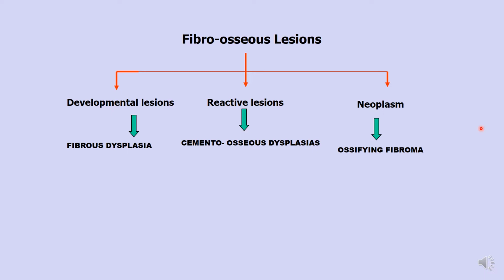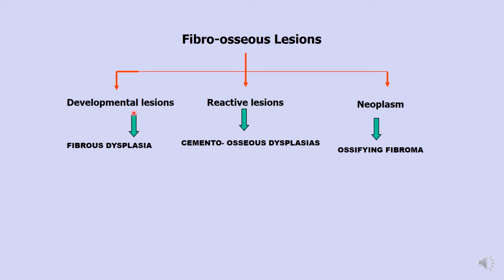In the previous slide, the 2017 classification, we have fibrous dysplasia, under which we have monostotic, polyostotic and craniofacial. Cementosseous dysplasia, under which we have periapical, focal, florid and gigantiform cementosseous dysplasia, and under ossifying fibroma you have conventional ossifying fibroma and juvenile ossifying fibroma. So when you look at their origins, they are categorized as developmental lesions, reactive lesions and neoplasm.